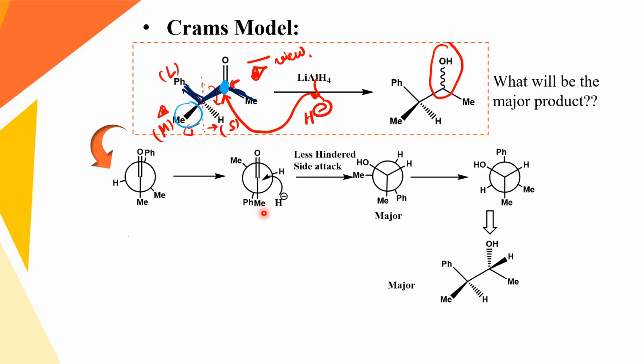After that, the hydride attack happens from the less hindered side, because the other side is blocked by steric hindrance. So it will form this particular product as the major one, followed by a rotation to bring back our initial conformation, just like that. After that, these two and these two share the same stereochemistry. So this product is the major one. That's how you have to approach Cram's model questions.